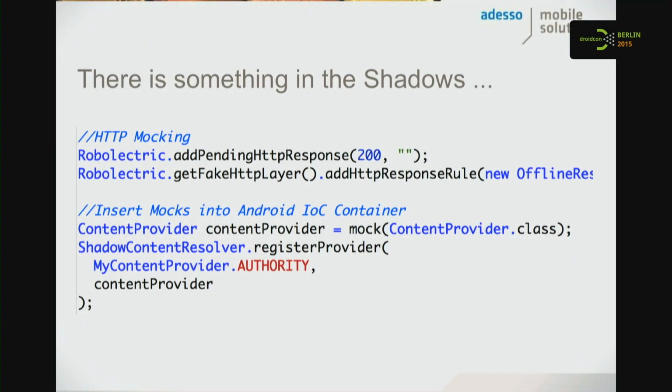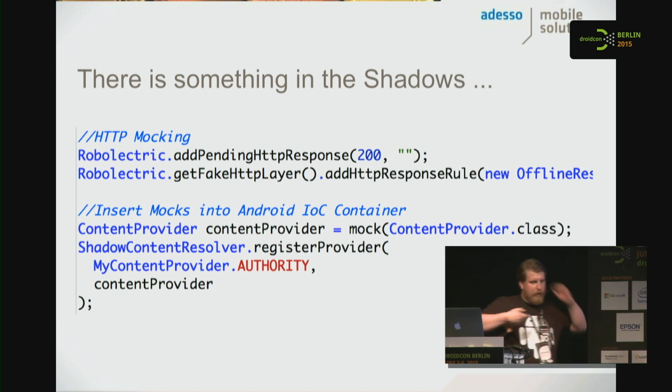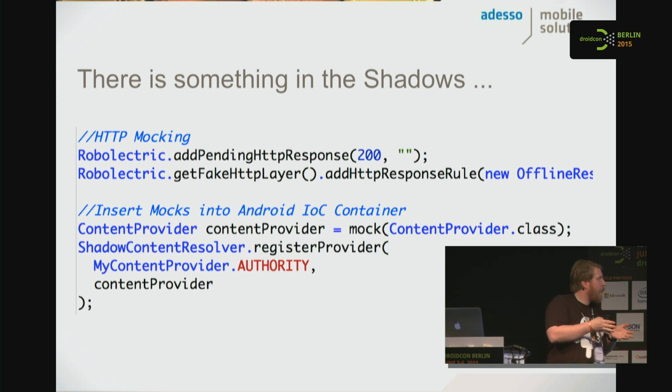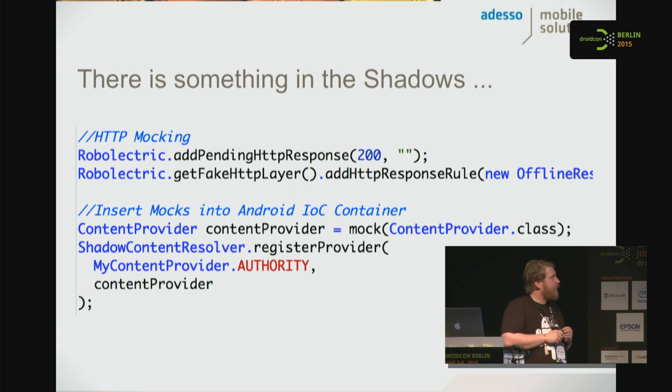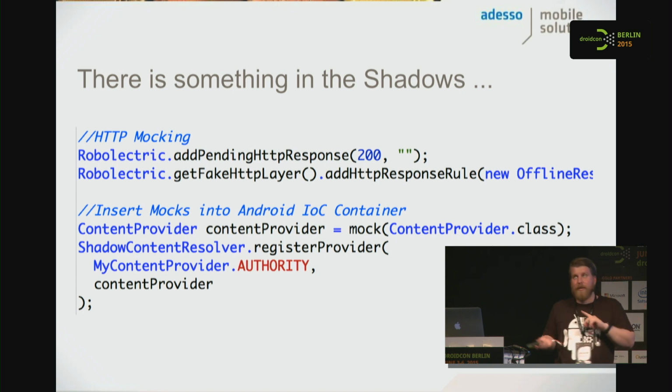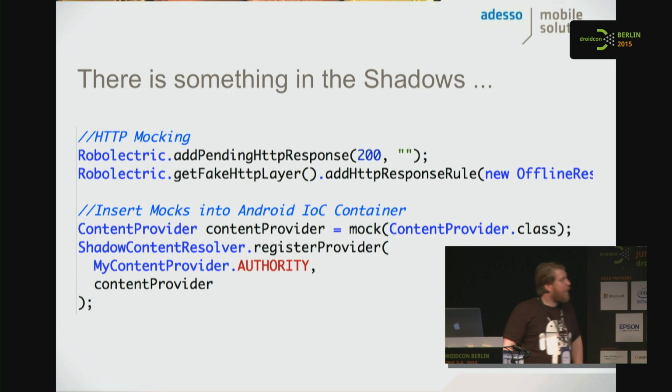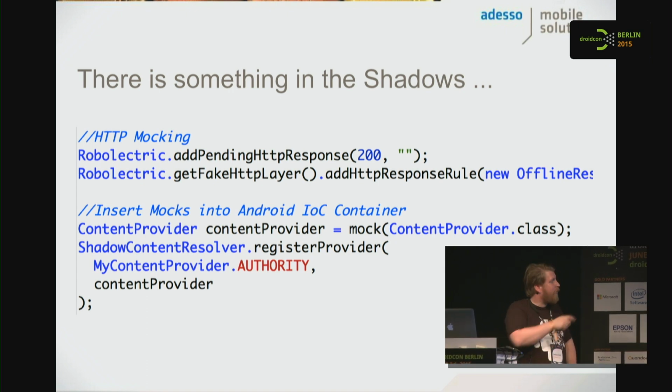For example, in the shadow classes for content resolver, I can just register a mock of a content resolver with my authority through the shadow content resolver in Roboelectric. And there are many other methods in the content resolver to inject test code or mocks, which are not so well documented in the Roboelectric documentation. I think that's very common again. Roboelectric can mock HTTP requests if they use the Apache client and not the Apache Connect, because Roboelectric can intercept only the Apache client.